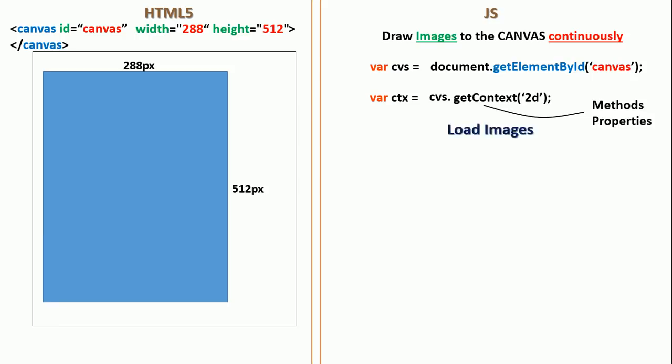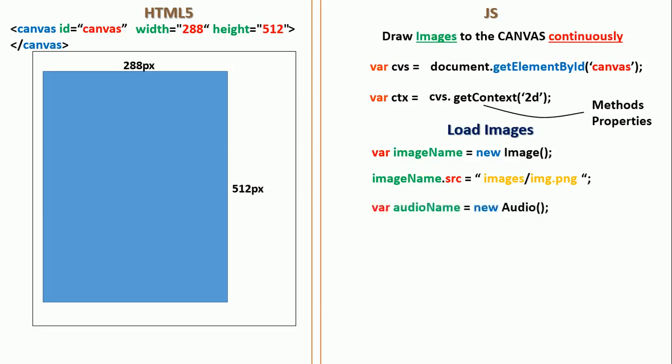Now we have to load the images first. To load an image, we will say var, we will give the image a name, and then we will say new Image object, and then we have to give the image a source. So we will say image name dot src equals the image source, saying for example images/image.png. And the same thing for audio when we need to load an audio file.